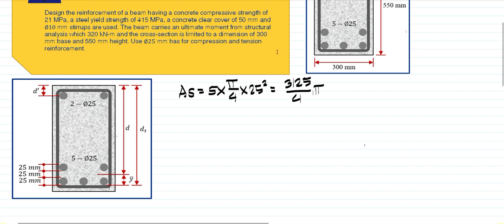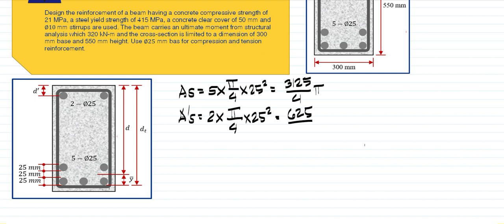Then, yung A prime S natin, so we have A prime S. Dalawa lang naman yan. So, that is 2 times pi over 4 times 25 squared is equal to a value 625 over 25. So, yan na ngayon yung ating steel areas for compression and for tension.